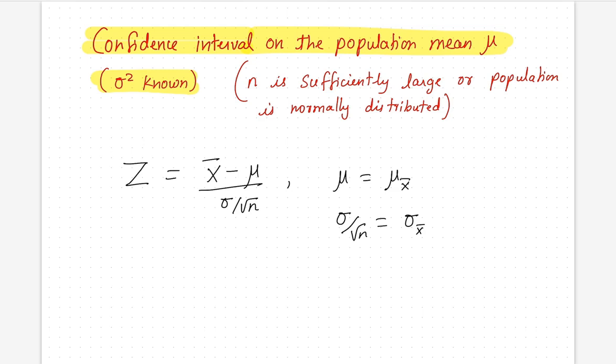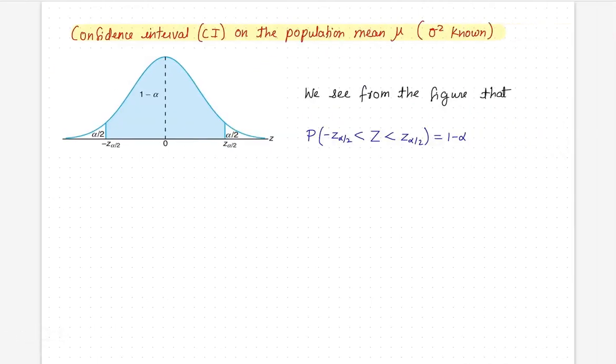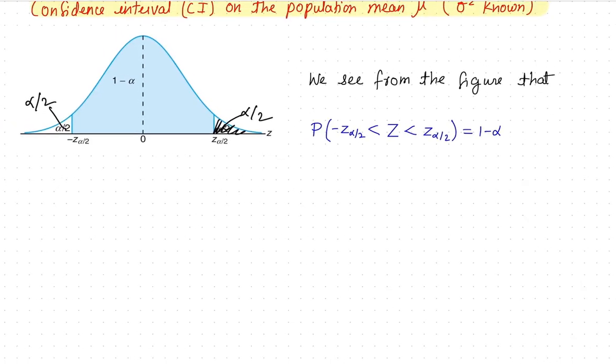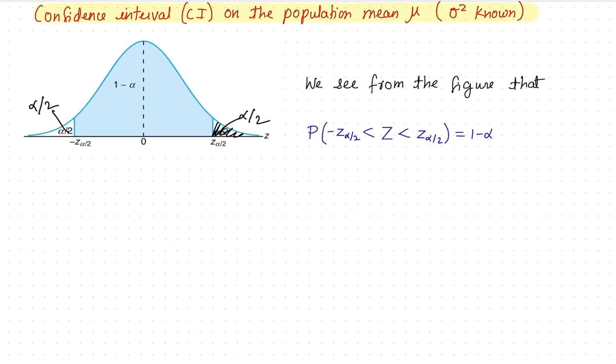Look at this diagram now. In this diagram I consider two points, minus z alpha by 2 and z alpha by 2, and we see that the area between these two points is 1 minus alpha, and this area is alpha by 2 and this area is alpha by 2. This point is called a critical point. Later I'll tell why it is called a critical point. For the moment, let us consider this as z alpha by 2, that is, the area covered after this point is alpha by 2.